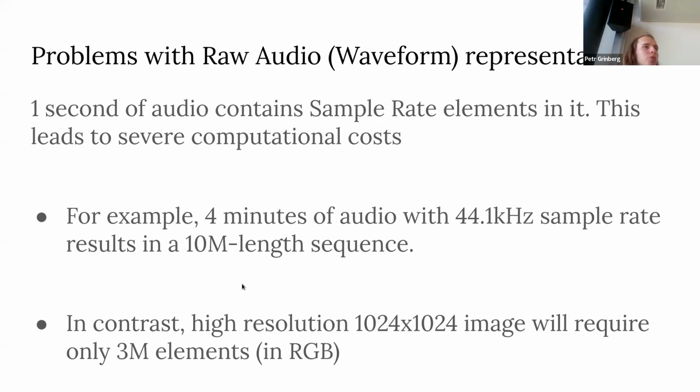In contrast, when we store one high resolution 1024 by 1024 image, we will need only 3 million elements if you have an RGB image, so with 3 channels. So when we work with raw audio, our computational costs increase severely.